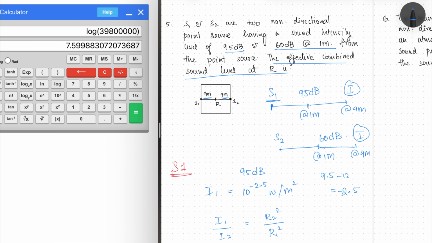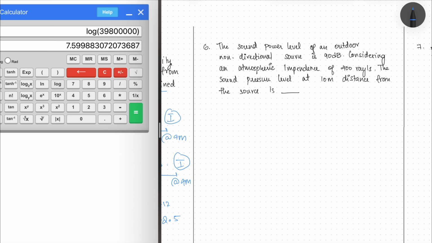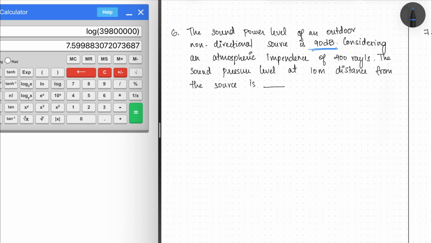Okay, I hope this is clear. Now let's move on to the next question. The sound power level of an outdoor non-directional source is 90 decibel. Okay, considering an atmospheric impedance of 400 rayls, find the sound pressure level at 10-meter distance from the source. So they have given us the sound power level, which is 90 decibel. And they are asking you to find sound pressure level at 10-meter distance.